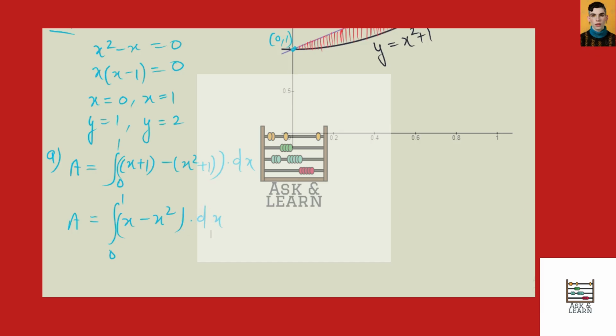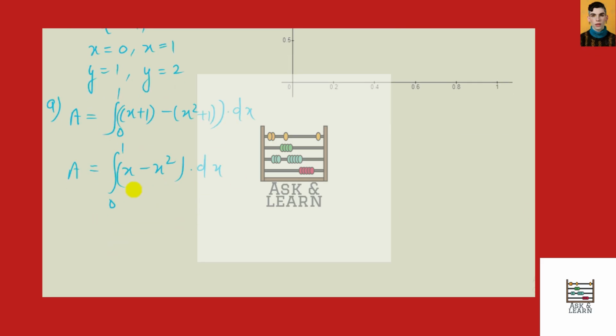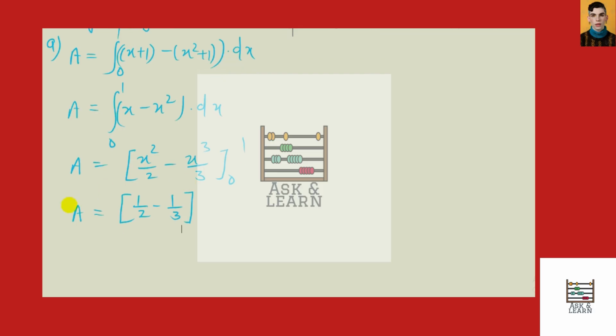Now we can integrate it easily, and this will be area A equals the integral of x, which is x square over 2, and the integral of x square, which is x cube over 3, for the limit 0 to 1. In this we will get area equals, for the upper limit, 1 over 2 minus 1 over 3, and for the lower limit these both will be 0, so we will neglect these, and the area will become 1 over 6 square units.